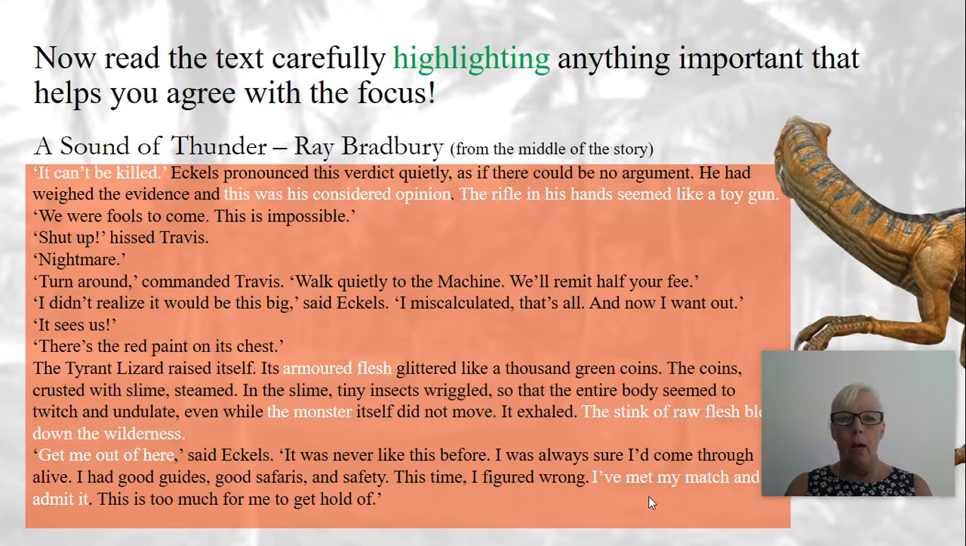I've also got the armored flesh. So armored being an adjective to describe our monster. Think about armor and how difficult with your toy gun that might be to penetrate. The monster I've highlighted because it's no longer a T-Rex, it's actually become a monster, so a bit of a metaphor going on there. And then we have the sensory language, the stink of raw flesh blew down the wilderness. So again, a bit more speech, get me out of here, I've met my match and admit it.